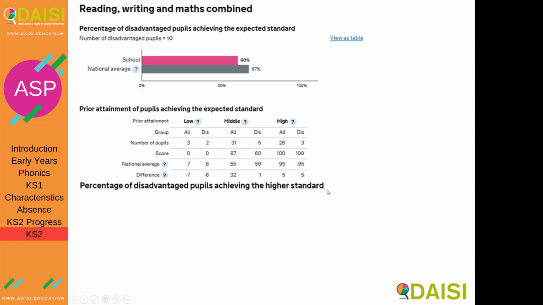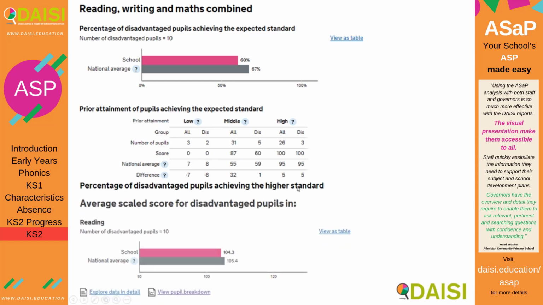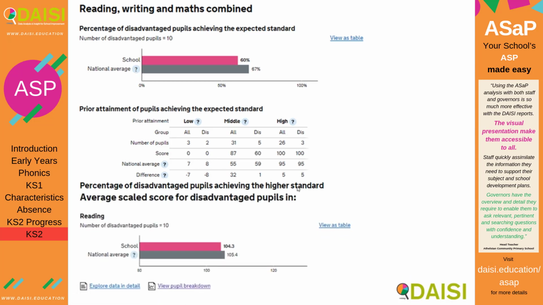Then have a look at your reading, writing and maths combined. Your school figures are compared to the national other. So it says national average, this is the national other. And then your attainment of your low, middle and high prior attainers for all and disadvantaged, both at the expected standard and at the high standard. And then finally, your average scaled score for disadvantaged pupils compared to the national other.